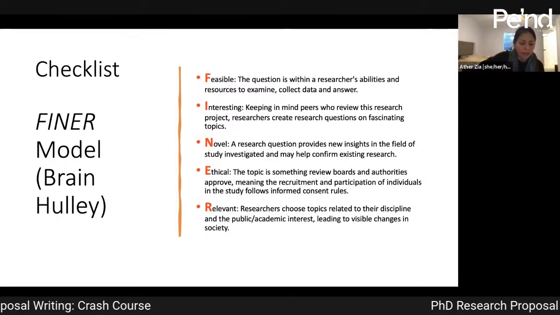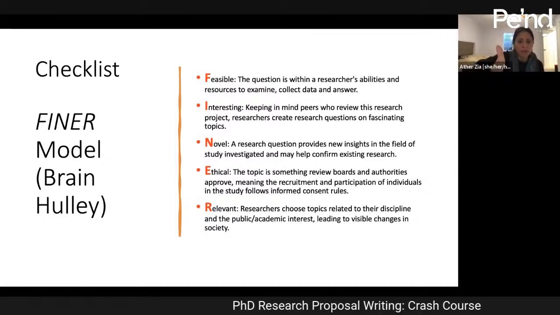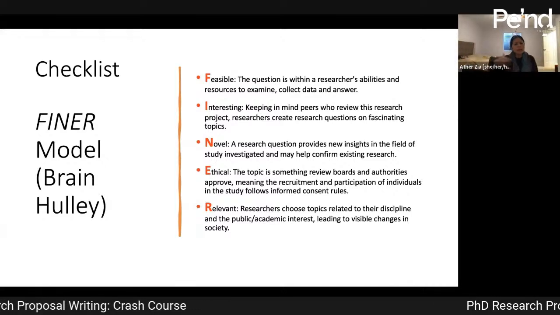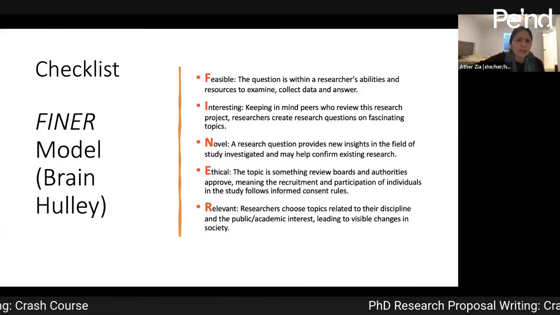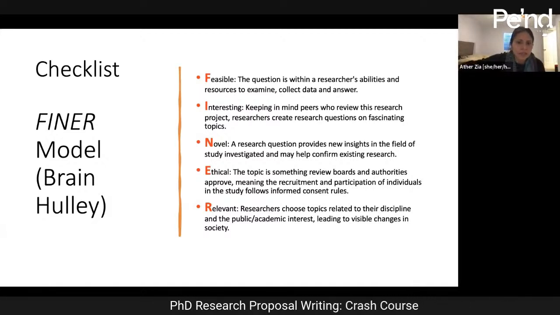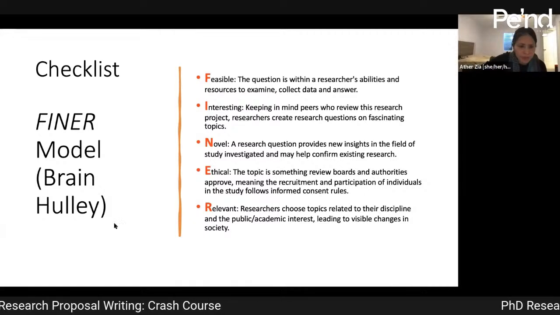And as you're writing those questions, ask this FINER model of your question. And then relevant. Is it relevant to the discipline that you're working within? And of course, relevancy is also to do with whether it is bringing any change to the society. So these are some of the things that you want to keep in mind as you are developing your research questions.